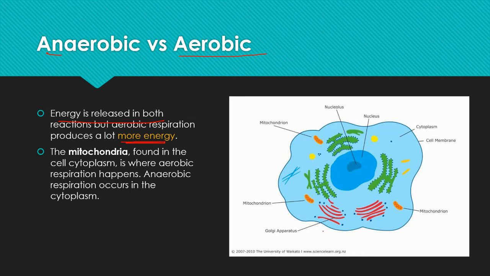So this is a picture of a body cell, and in the body cell, the mitochondria here, there's one here, there's one here. This part of the cell is where respiration happens. And they're just found in the cytoplasm of the cell, and that's where aerobic respiration happens. And anaerobic respiration just happens in the cytoplasm. The cytoplasm is like the clear jelly stuff that is in the cell.